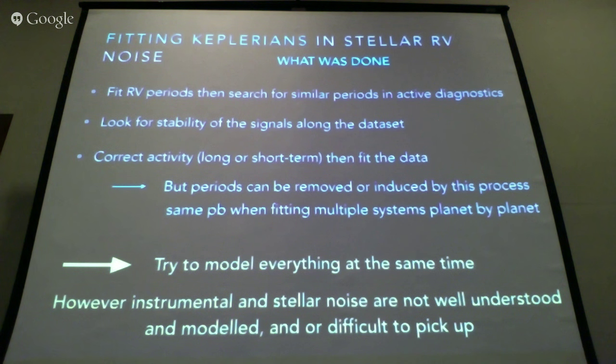However, I emphasize that instrumental and stellar noise are not well understood, and we need to model them, and it's sometimes difficult to pick it up. From the statistician's point of view, the best thing is to model everything at the same time, but we don't have to forget that we have outliers in the data. We have some instrumental noise, we have some activity noise that we have to handle.